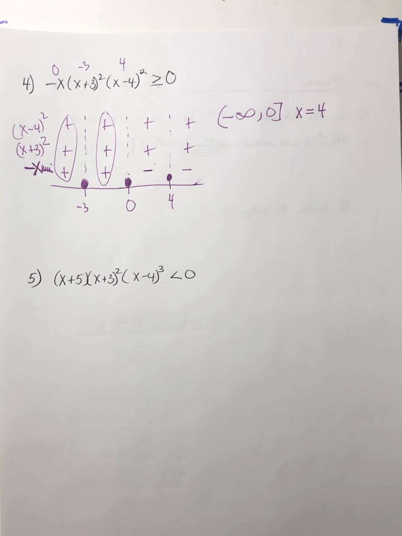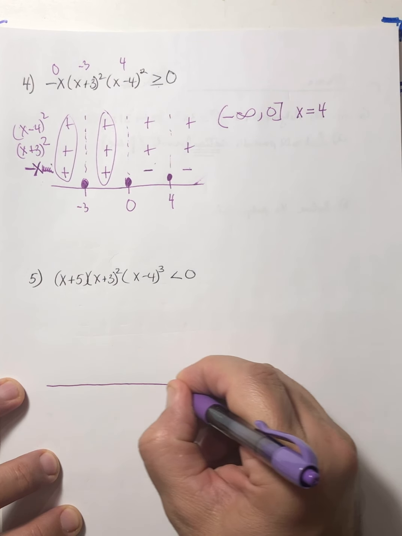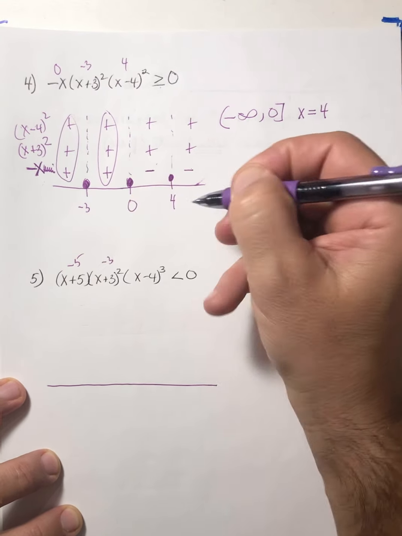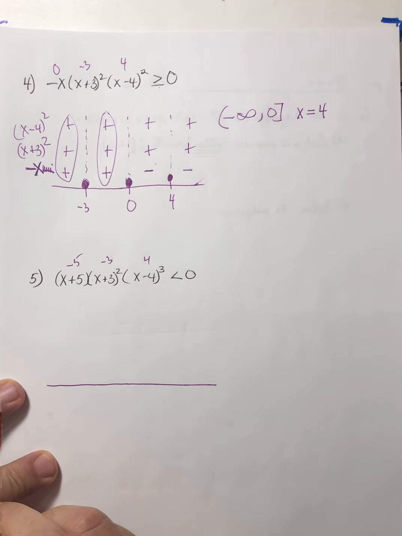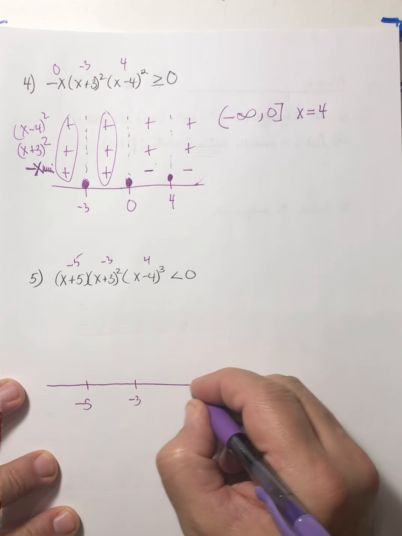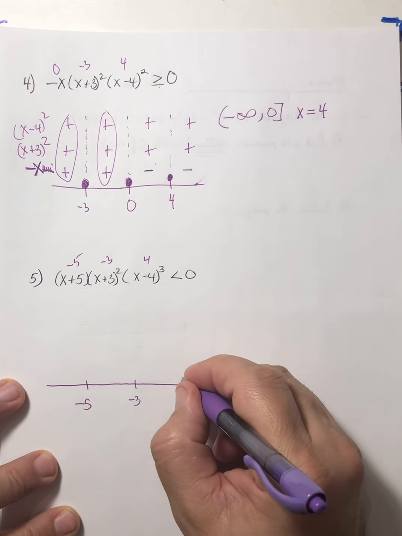All right, let's just do one more. They're easy, they go fast. Last one. Negative 5, negative 3, and a positive 4. Which one goes first? That's right, negative 5, then the negative 3, then the 4. What kind of circles? That's right, they're all open.